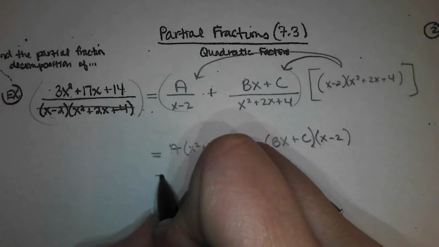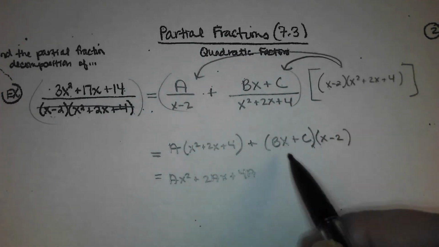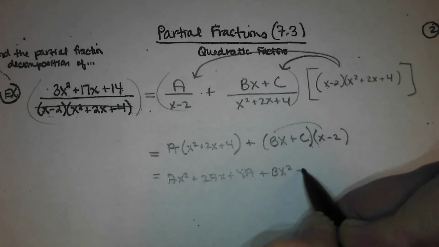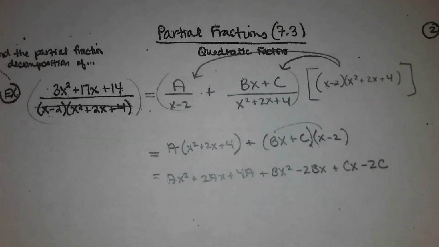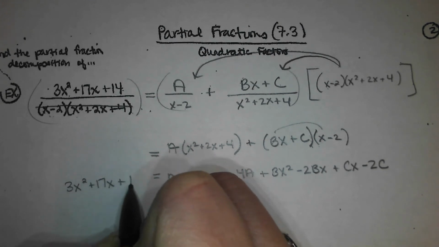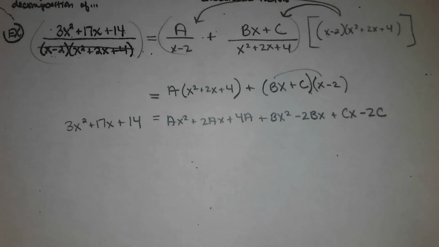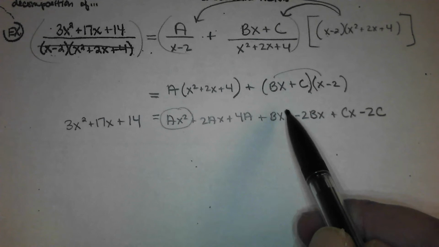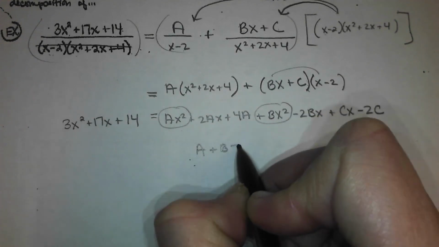So the A is fine: Ax squared plus 2Ax plus 4A. But over here we have to FOIL: Bx squared minus 2Bx plus Cx minus 2C. And then, just like we did with the others, we start combining. So we need how many x squareds total? How many total do we have on the left? 3. So A plus B needs to equal 3.